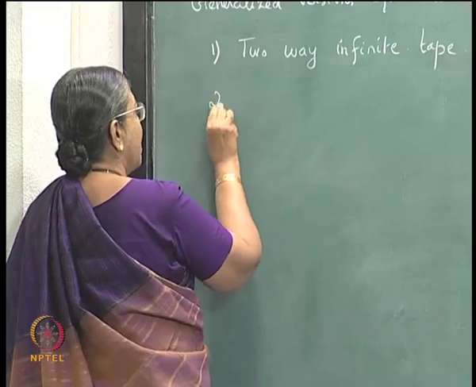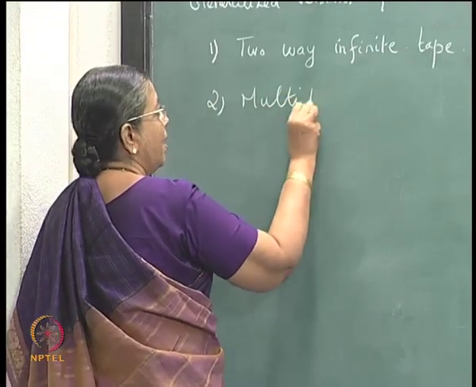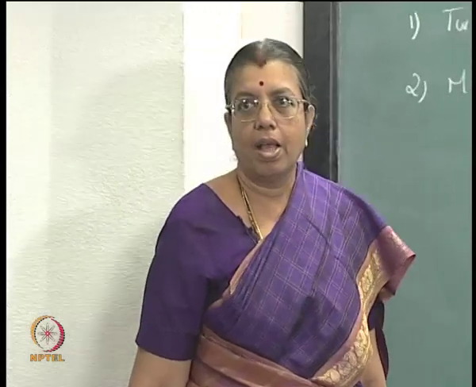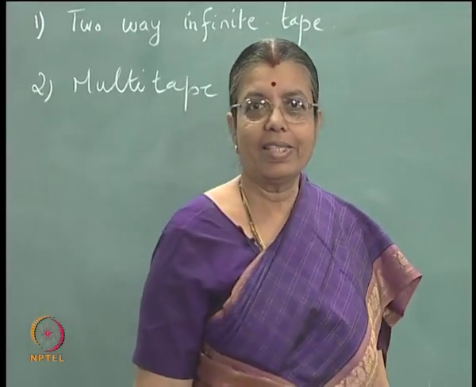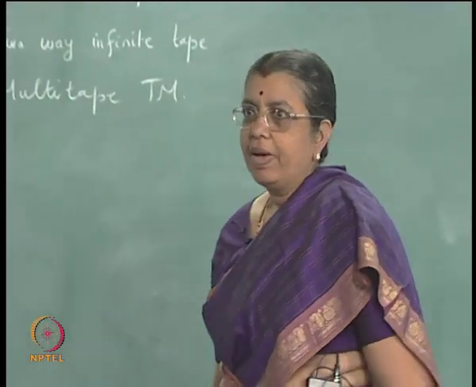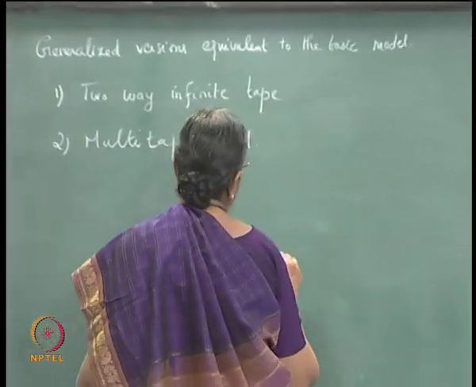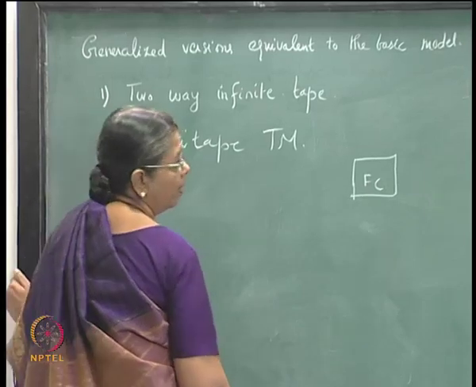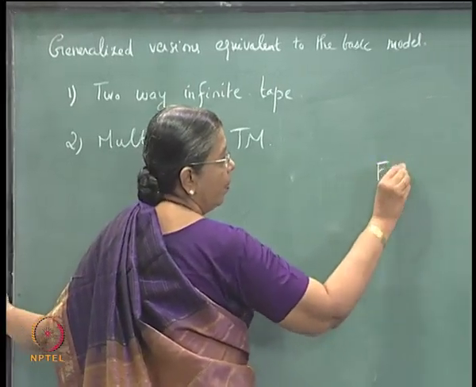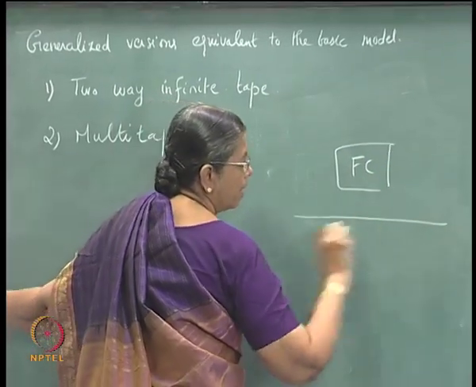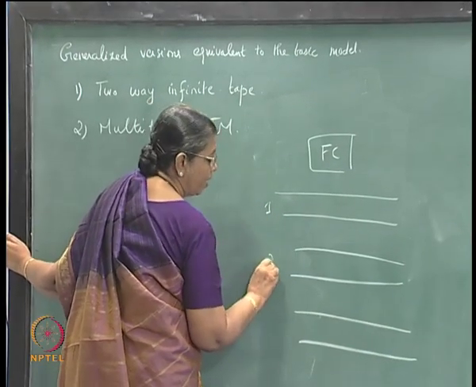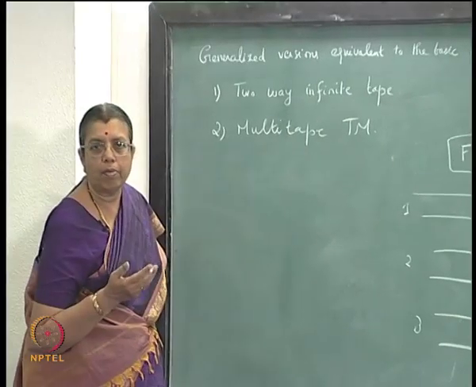The next is we consider multi-tape Turing machine. This is different from multi-track. We have already considered multi-track for Turing machine construction techniques. Now we are going to consider a generalized version. This Turing machine has a finite control and several tapes. Say for example, 3 tapes I can take. You can have any finite number of tapes. Tapes cannot be infinite. It can have 1, 2, 3 up to k tapes.